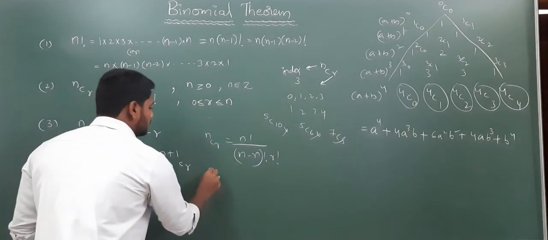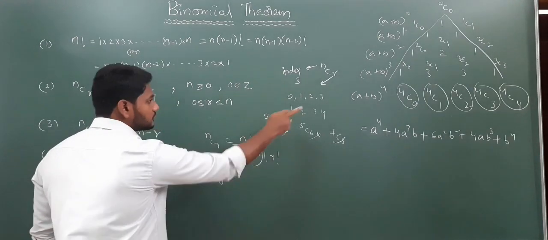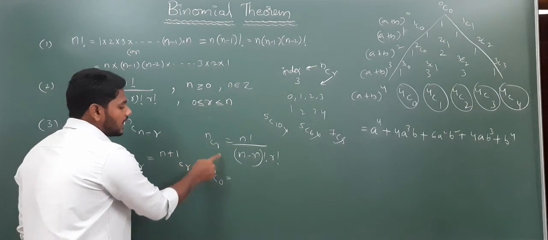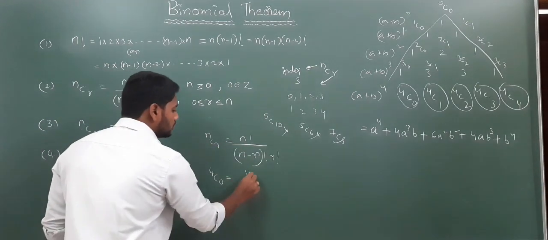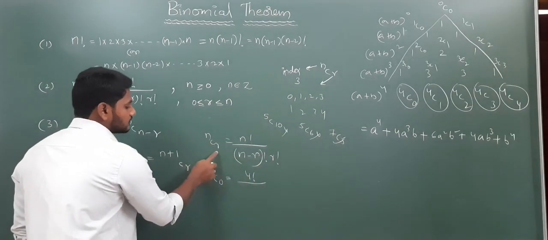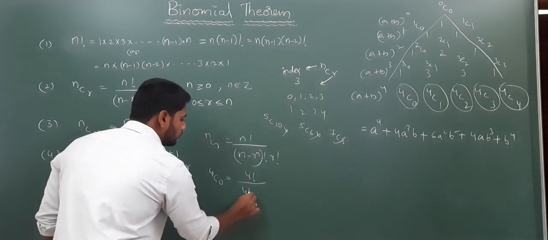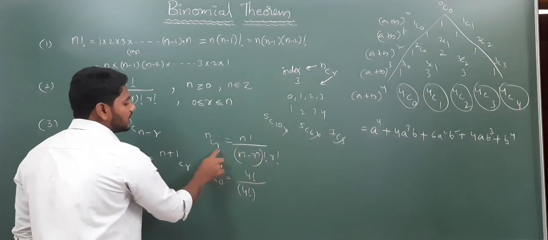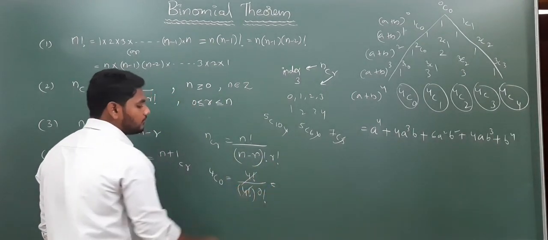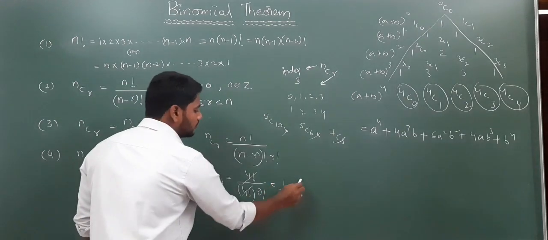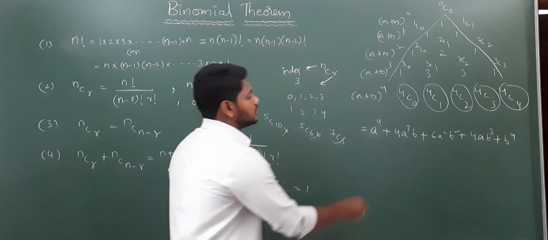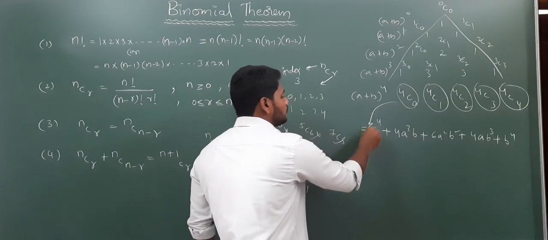For example, if we take 4c0, that first value, n value is 4 and r value is 0. If we apply this formula, 4 factorial divided by (4 minus 0) factorial into r factorial. What is r? 0, so 0 factorial. So 4 factorial by 4 factorial cancels, leaving 1 by 0 factorial. We know 0 factorial is equal to 1, so 1 by 1 is equal to 1. So that is what 4c0 is equal to, 1, for a power 4.